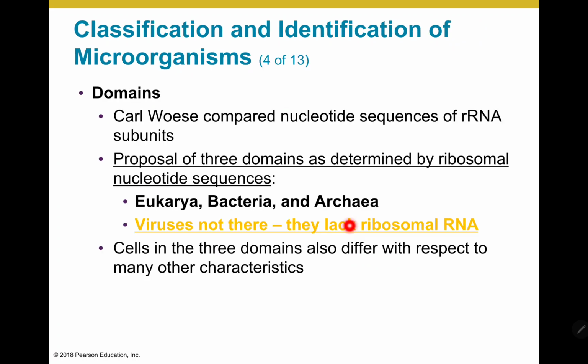Domain, so let's come back to our scientists for a second. In the 1970s or so, Carl Woese compared the nucleotide sequences of the ribosomal RNA subunits. So he proposed that there were three domains, and these three domains are determined by ribosomal nucleotide sequences. Now here are the three domains: Eukarya, Bacteria, and Archaea.